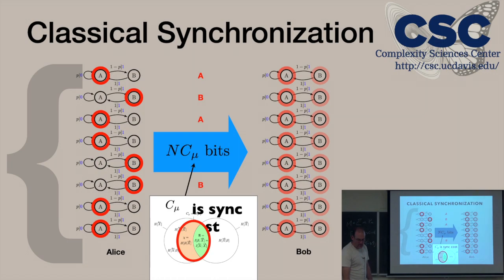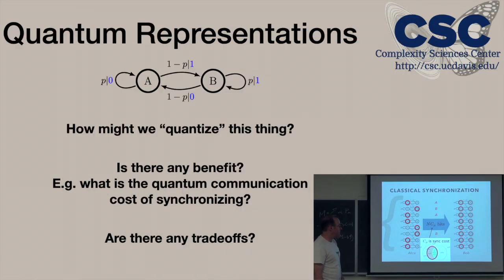So we're thinking of C mu here as a synchronization cost or synchronization rate cost. Bob syncing through this channel to Alice.